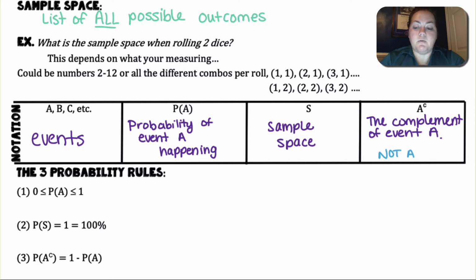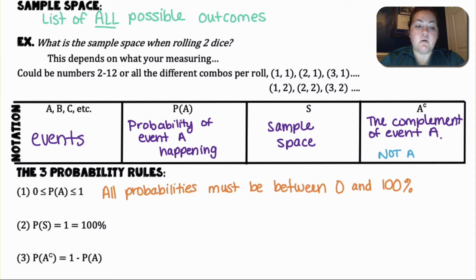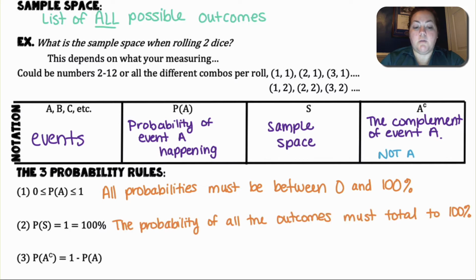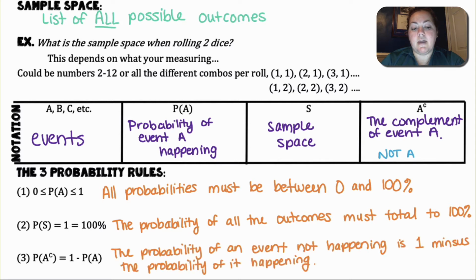3 probability rules that you need to be aware of. So all probabilities must be a value between 0 and 100%, or between 0 and 1 if I'm not writing them in percentage form. The probability of S, which is my sample space, is always going to be equal to 1 or 100%. So all of my outcomes have to add up to 100%. And the probability of A complement is equal to 1 minus the probability of A. So the probability of an event not happening is equal to 1 minus the probability of it happening.